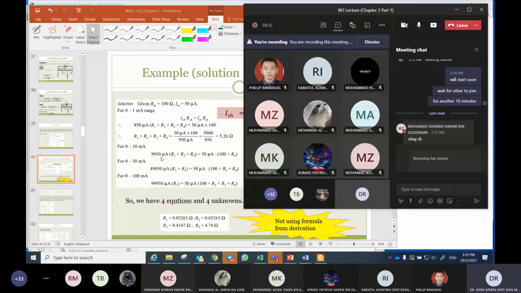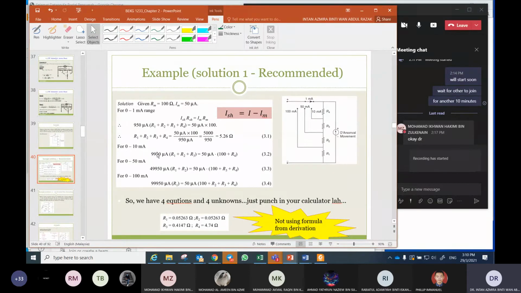Okay, Badrul. For 10 milliamp, how did you get 9950? 10 milli minus 50 micro. Clever. Okay, so now how many equations do you have? 1, 2. Then you rearrange and substitute until you get this answer. You have 4 equations.